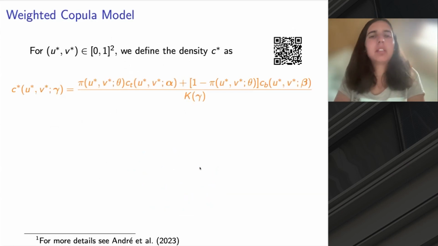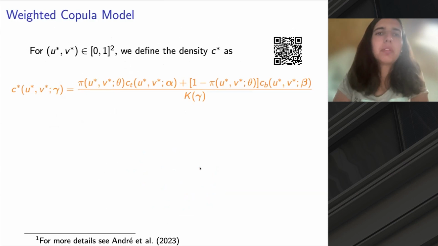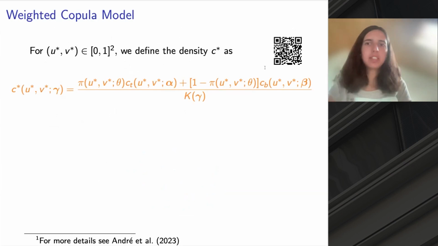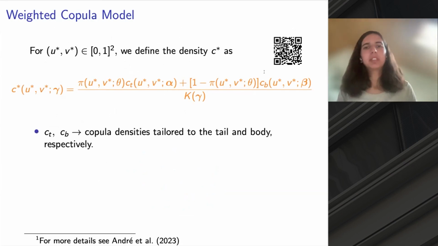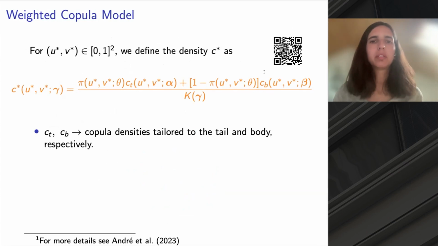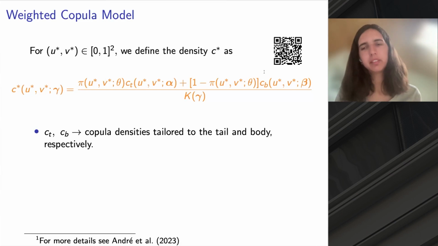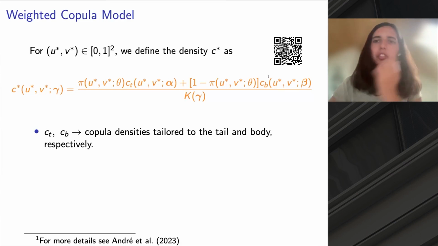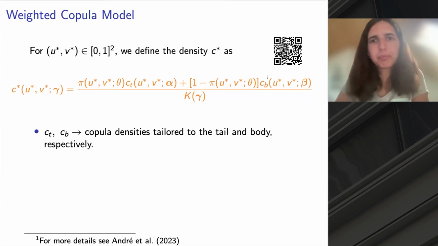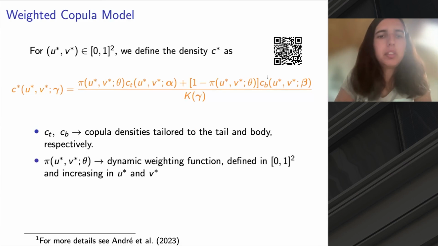So what we propose, we follow up on that model and we also define a density C star in the unit square. So we have variables U star, V star in the unit square, and we define the density as follows. We have a pi function, a CT function, and a CB function. So we have two copula densities, CT and CB. CT we call the copula tailored to the tail, the copula that we want to be dominant in the tail, and CB we call the body copula, which is the one that we want to be dominant in the body.